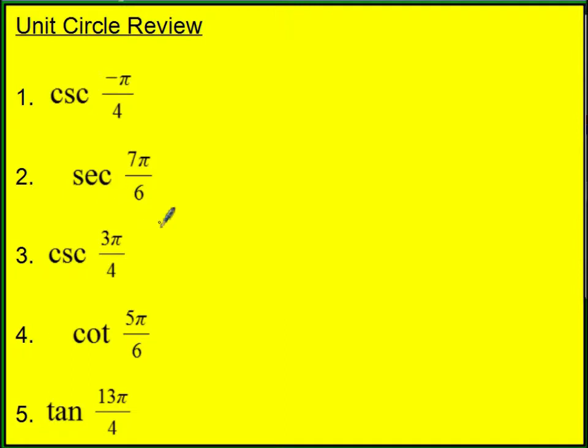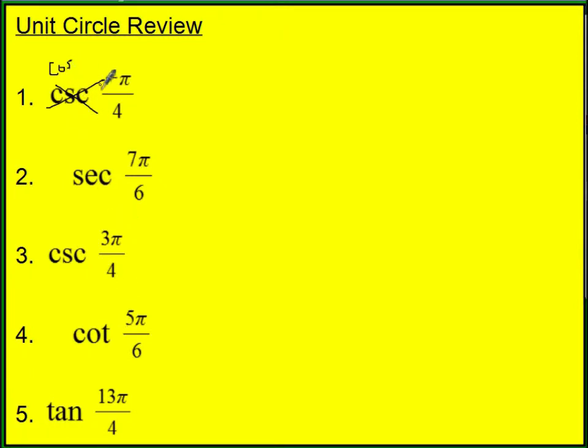So I've included a few problems here. I think I may even change some of these because some of them seem redundant. So for instance, instead of cosecant of negative pi over 4, let's look at just cosine of negative pi over 4. These are all things that I would include on a quiz for the unit circle.